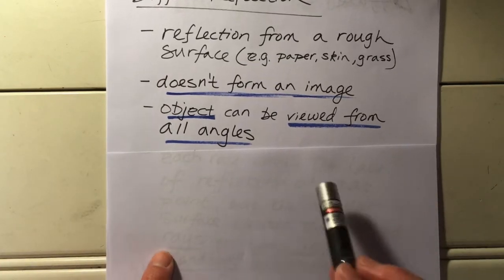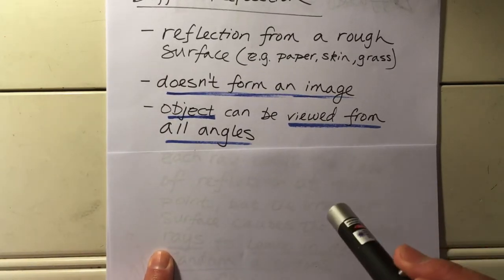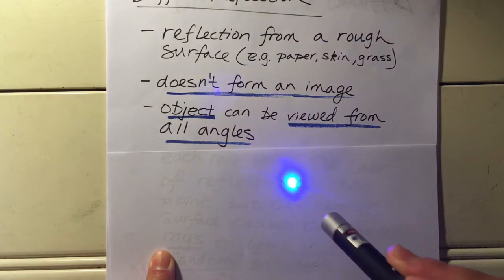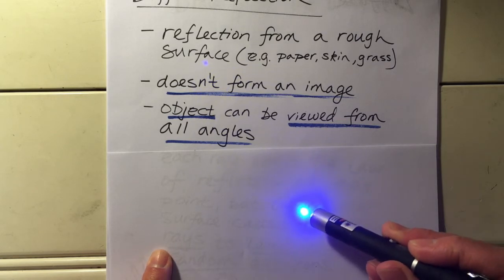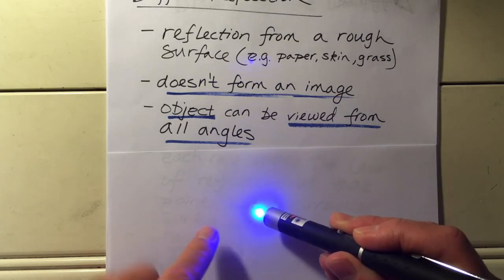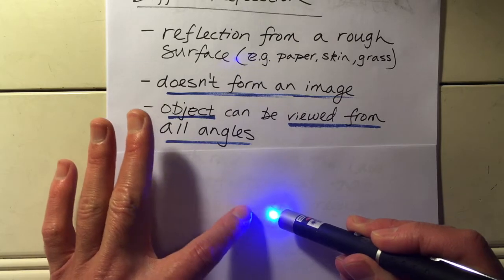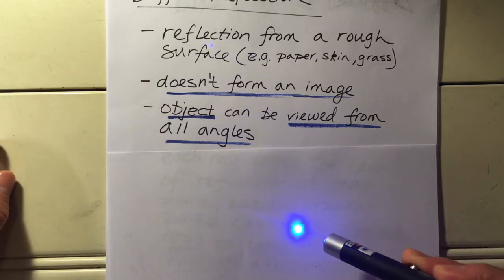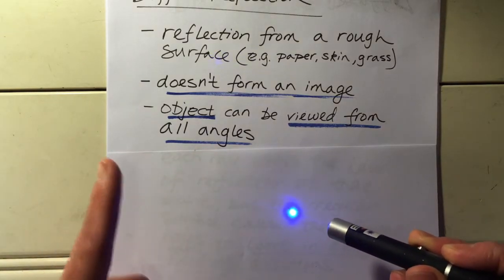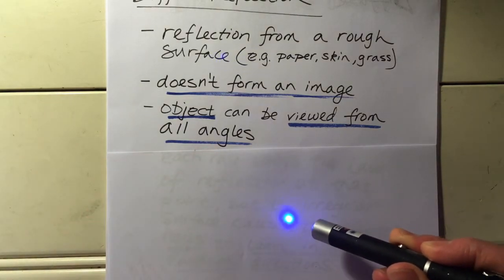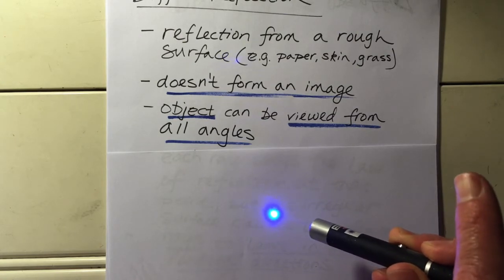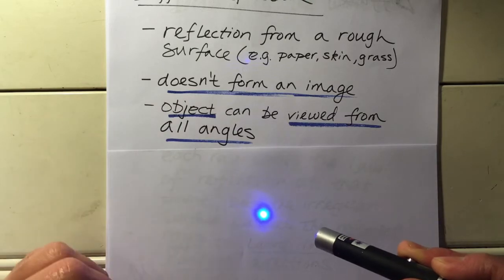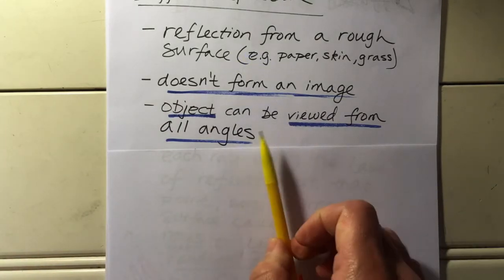This paper right here is going to reflect light diffusely. So I'll shine the laser pointer on the piece of paper, and it creates a dot here where the light is. And I can see the light even if I move my eye over here, or if I go stand over here and look at it from over here or over here. The dot is always going to be there. And it's the same with this pencil.